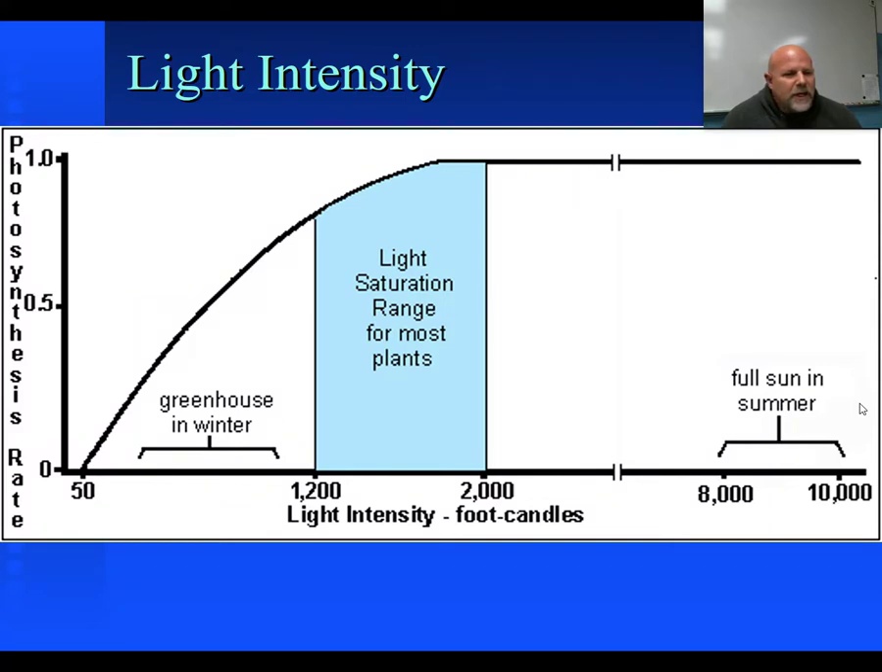The leveling off happens at about the brightness of a cloudy day in the summer, like a high cloudy day. Not a real dark cloudy day, but a high cloudy day in the summer. And that's because plants want to be able to do photosynthesis at a rapid rate, even when there's clouds around. Not storm clouds, but just regular clouds.